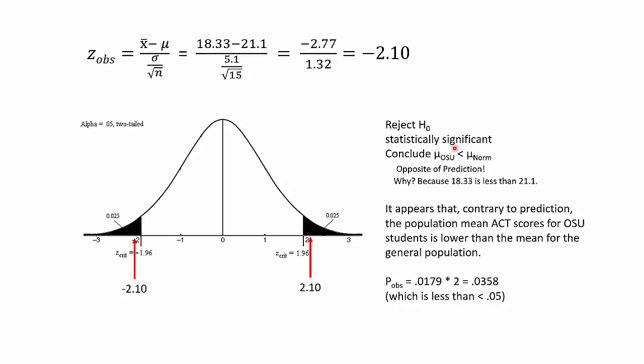So realize this is just two ways of doing the same thing. One way, I can look at the Z observed and compare it to Z crit, see if it's in the rejection region. If it is, I reject the null. I have statistical significance. The other way is I can take this Z obs and turn it into a P obs, a probability, and then I can compare that P obs to my alpha level or my P crit. And in this case, again, it's less than 0.5, so again, statistically significant. So it's just two ways of arriving at the same conclusion. Doesn't matter which way you do it, because obviously Z obs is related to P obs, just like Z crit is related to P crit.